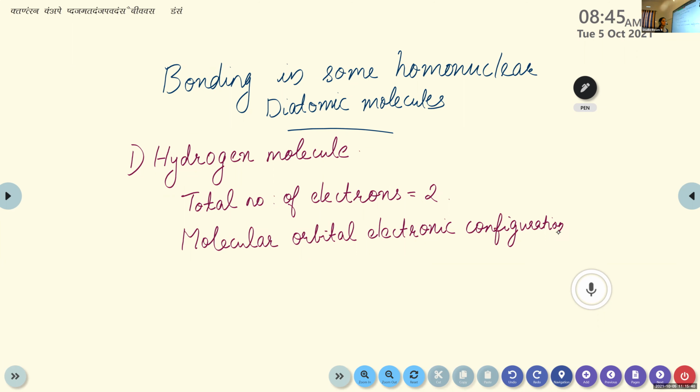We learned how to write the configuration of an atom, right? That is 1s2, 2s2, then 2p6, 3s2, like that. Here we are going to write the molecular orbital electronic configuration. We already learned the order of this molecular orbital electronic configuration. Do you remember, children, which one is the first molecular orbital?